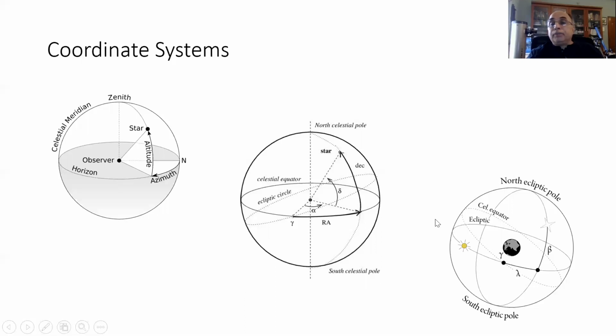And in the ecliptic coordinates, we use the ecliptic plane, the plane in which the planets and the sun are moving as seen from the Earth. And we see how far above the plane the star is located, which gives you the ecliptic latitude. And again from the same point, the first point of Aries, we measure in the ecliptic plane this time the angle, which gives you lambda, which is the longitude.